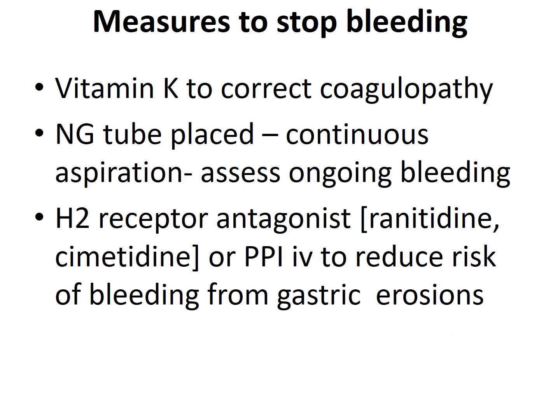Then go with the measures to stop bleeding. Give vitamin K to correct the coagulopathy. Then put an NG tube in situ with continuous aspiration so that you can assess the ongoing bleeding. Then start an H2 receptor antagonist, either ranitidine or cimetidine, or a PPI, proton pump inhibitor, to reduce the risk of bleeding from gastric erosions.